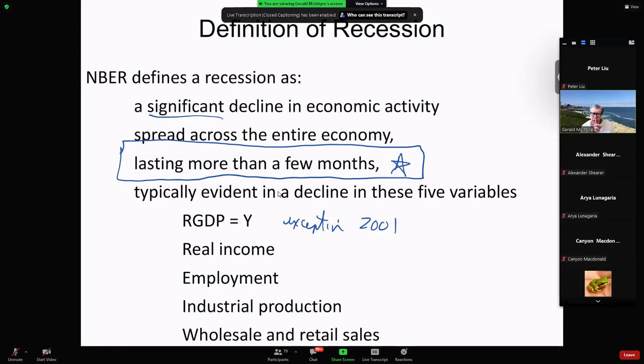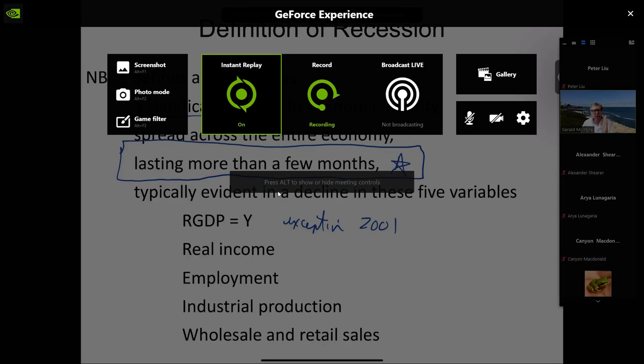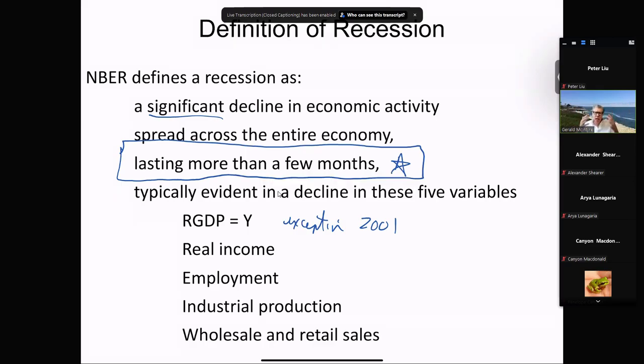The implication, some of you are mentioning this in chat, is that the NBER has to wait until it gets enough data on real GDP, on real income, on employment, on industrial production, on sales before it declares a recession. And then it declares a recession from in the past. So it waits for months until it gets a robust signal and a decline in most of these five variables nationwide across all sectors. That means the recession is already underway and the NBER has not yet declared it. That may in fact be happening today.